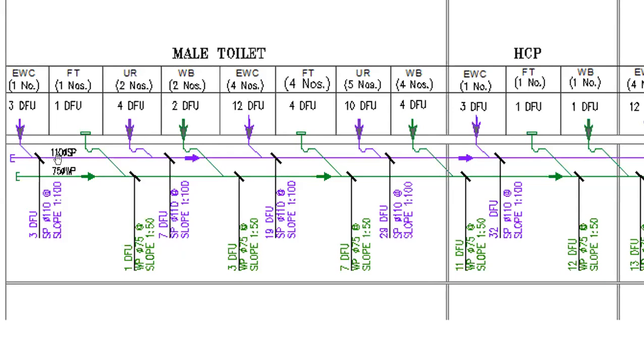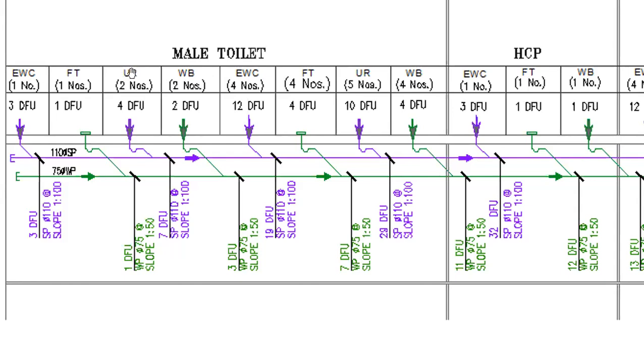If you go to the next connection, urinal, UR means urinal. You have to see our plumbing legend and abbreviations. Everything is provided: EWC, FT, UR. EWC means European water closet. FT means flow trough. UR means urinal. WB means wash basin. Like that, you have to keep in mind.